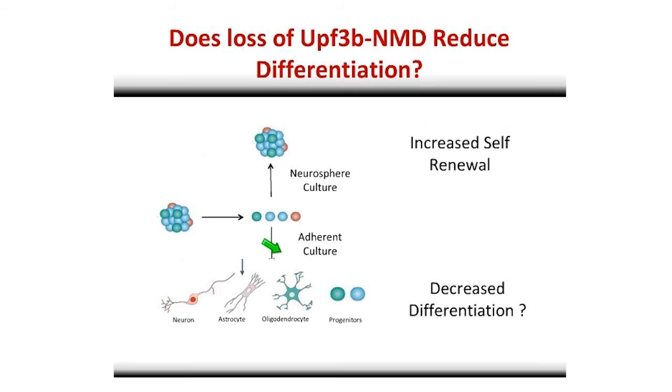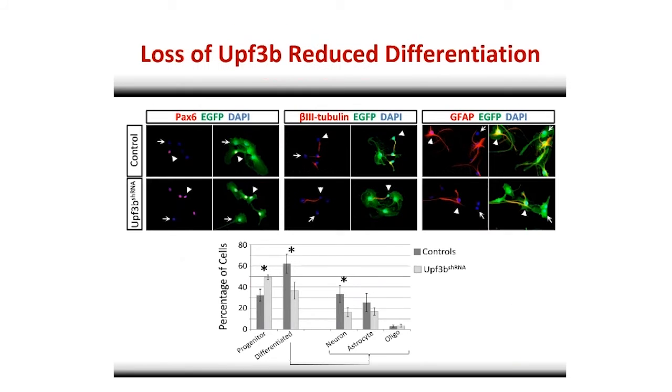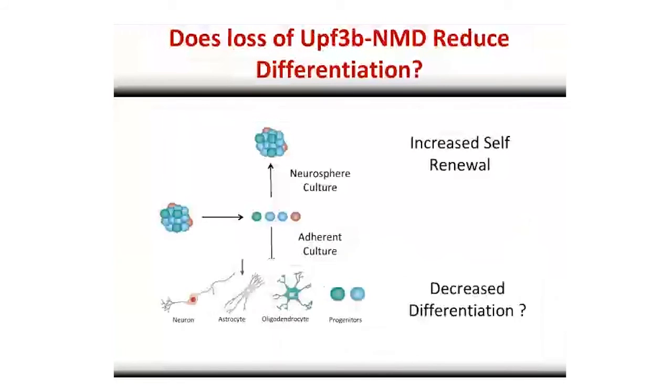So, as I mentioned, we had a look at self-renewal, but the other thing we can do was to have a look at if we have increased self-renewal, then perhaps we also had a decrease in the ability of these cells to differentiate.